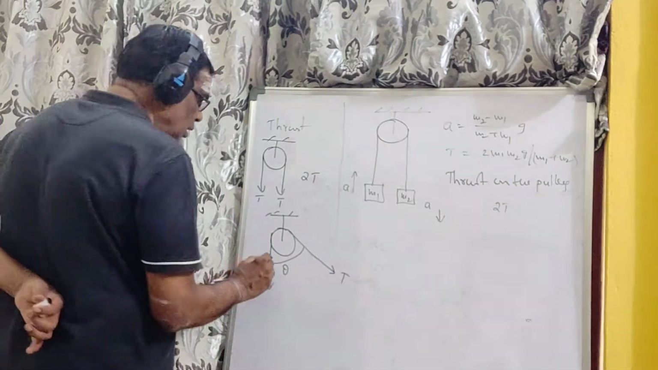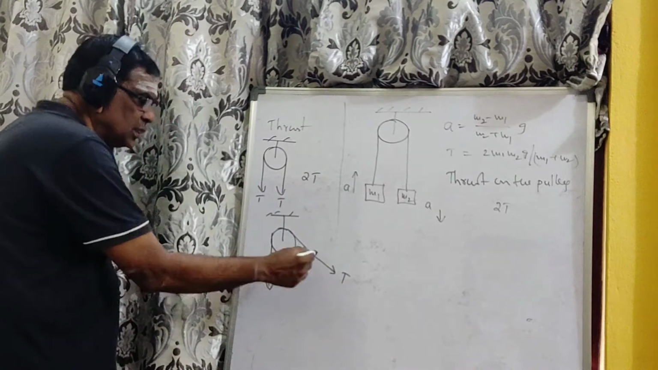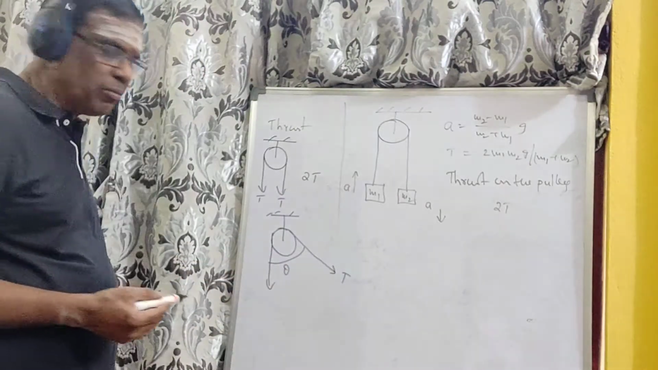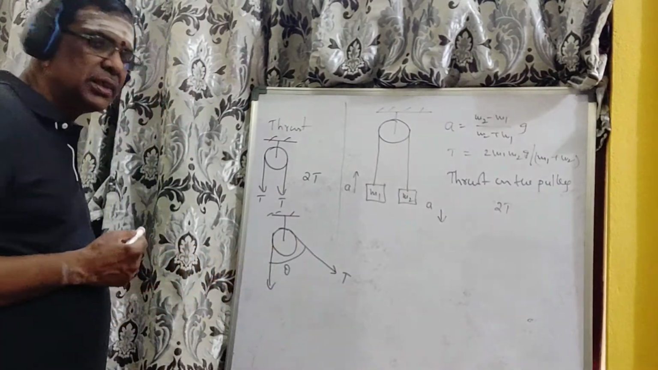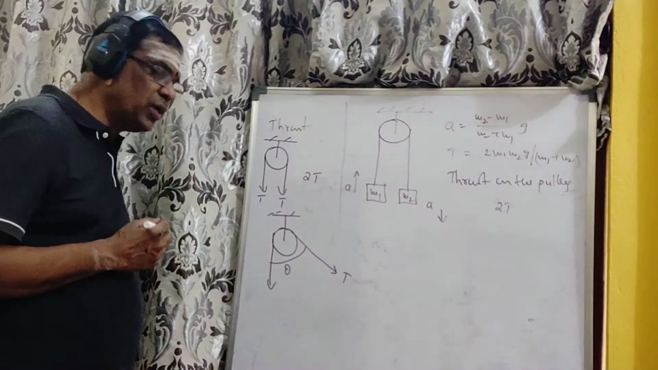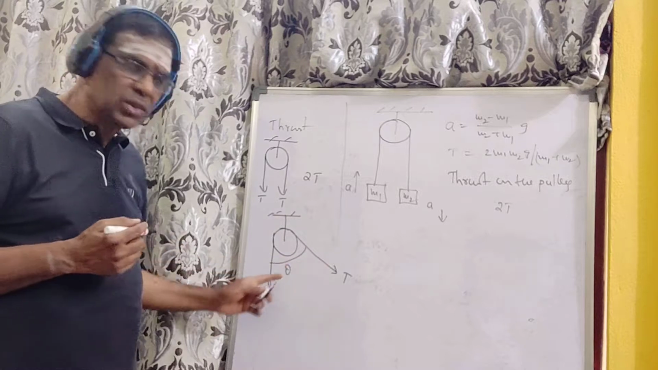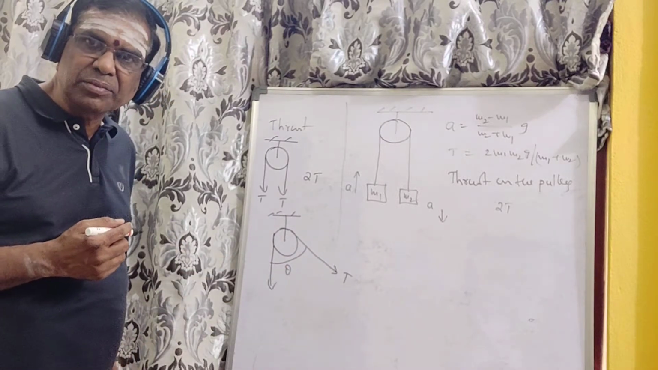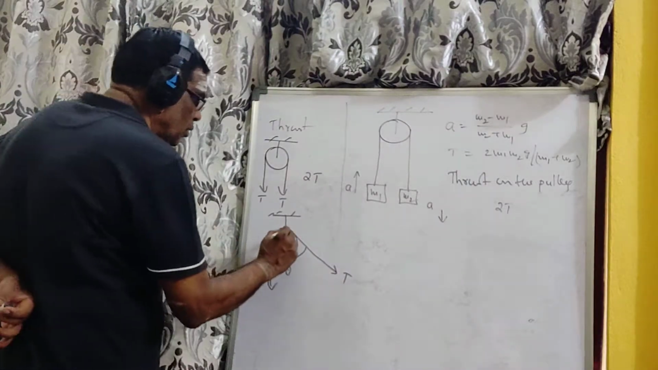How do you see? What are you doing? You are getting a vector sum of these two. This is T, and what is this angle theta? So how much do you write like this? So T square plus T square plus 2T square cos theta. You got the point?